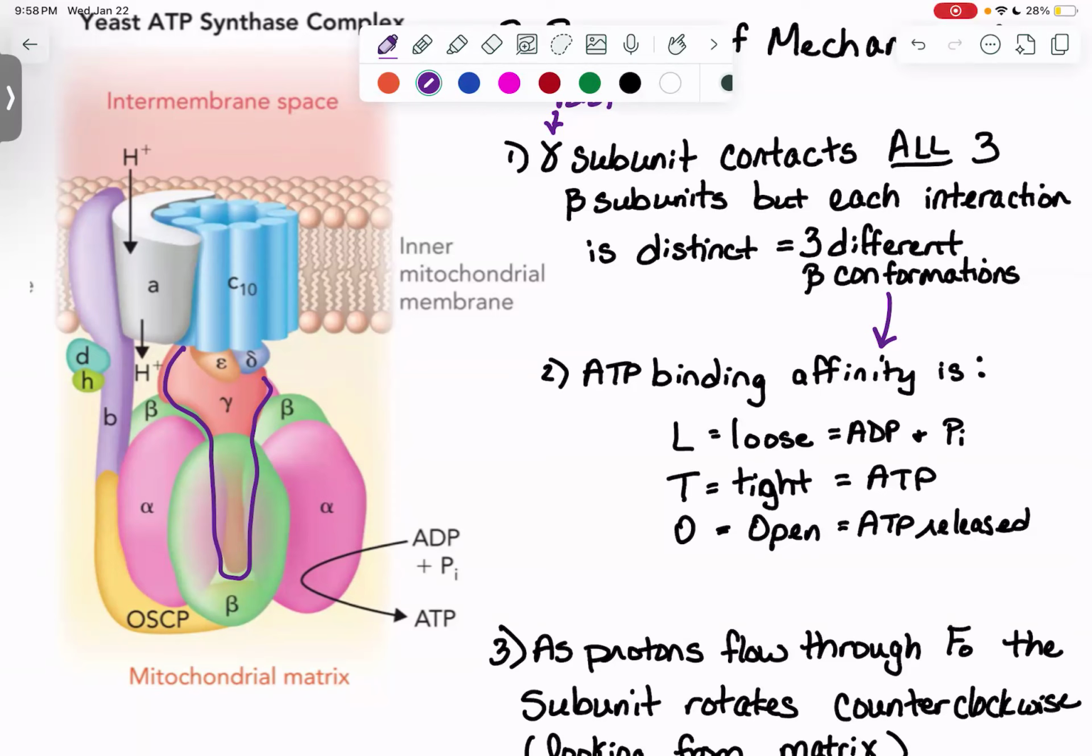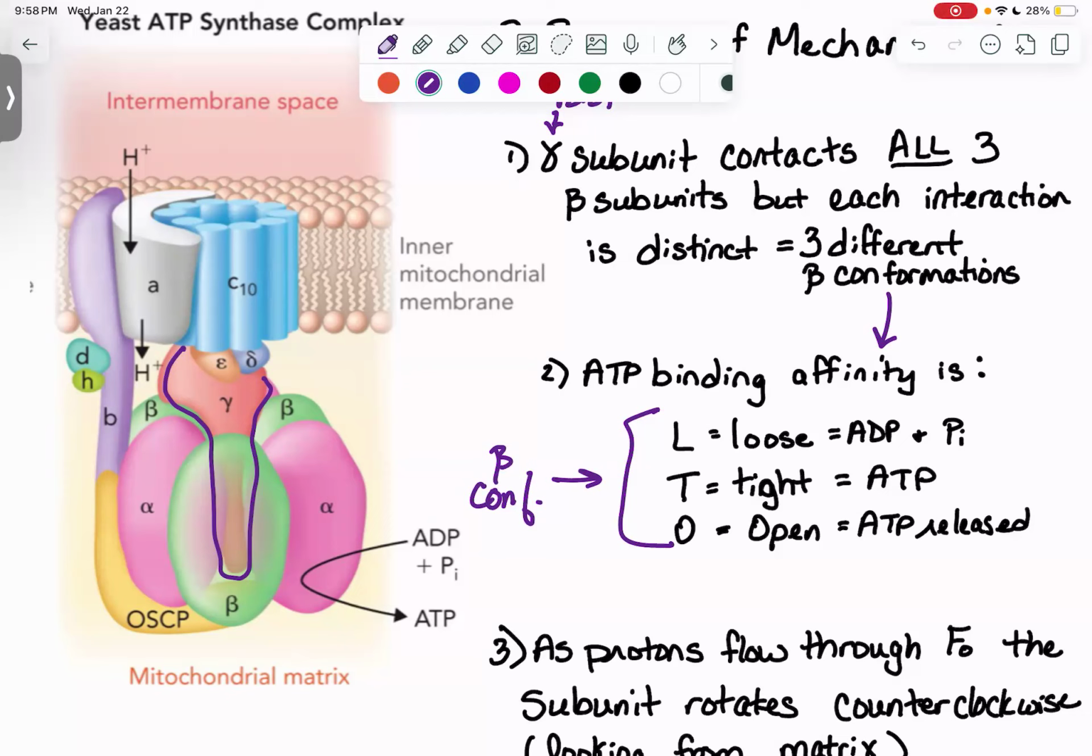So these are all beta conformations. If the beta conformation is in loose, it's going to bind ADP and inorganic phosphate. If the beta conformation is in tight, it contains the ATP, but the ATP is still bound. That's why they call it tight. Then open is when the ATP is released.